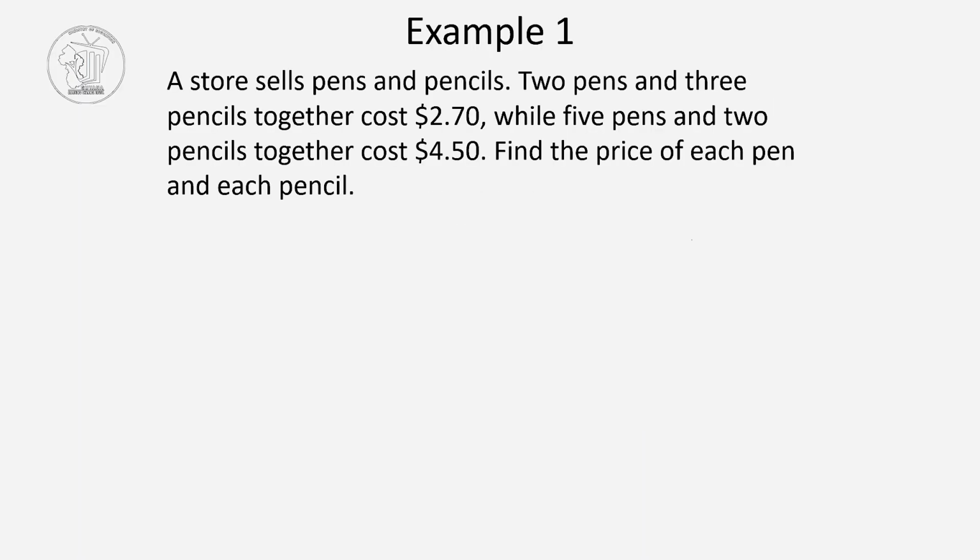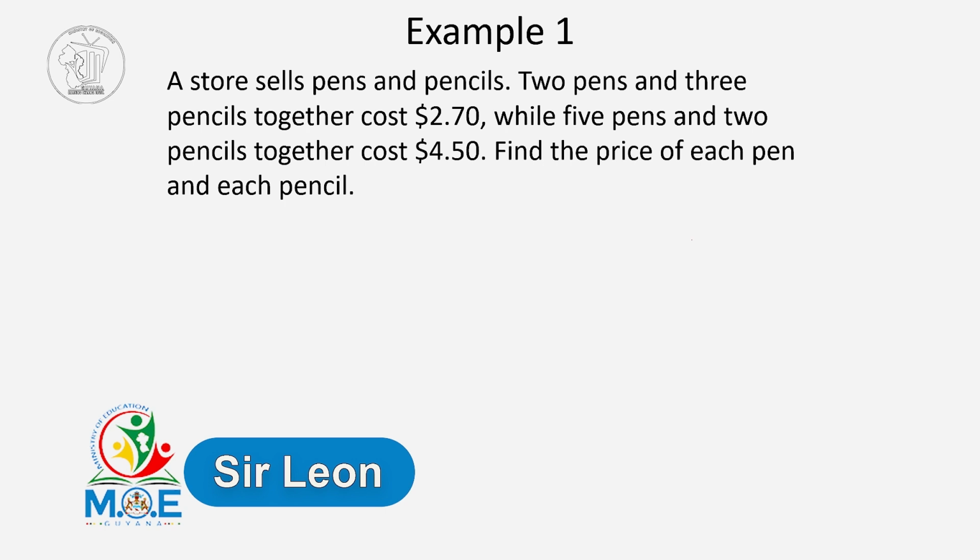So this question says, a store sells pens and pencils. 2 pens and 3 pencils cost $2.70, while 5 pens and 2 pencils cost $4.50. Now find the price of each pen and each pencil. So they want you to find what one pencil will cost and what one pen will cost.